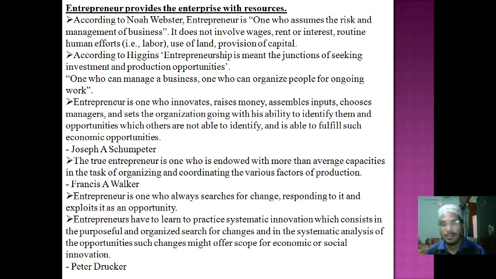If one person, for example, is managing the business, he will also manage the people of ongoing work, how the workers are going to work, or how the work is going on. Then the next one: an entrepreneur is one who raises money, assembles input, chooses managers and sets the organization going, with the ability to identify an opportunity which others are not able to identify, and is able to fulfill such economic opportunity. Another one: an entrepreneur is one who is involved in these things.